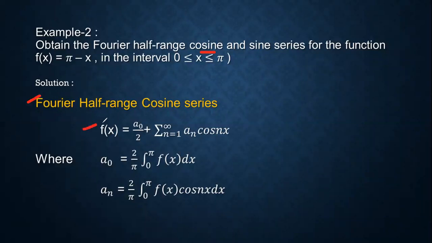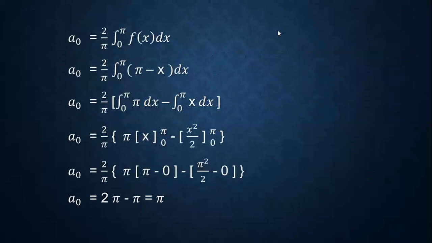For the Fourier half range cosine series, the function can be given as f of x equal to a naught by 2 plus summation n equal to 1 to infinity a n cos nx. So we have to find a naught and a n. What is a naught? A naught is equal to 2 by pi integral 0 to pi f of x dx. A n is equal to 2 by pi integral 0 to pi f of x cos nx dx. First we have to find the a naught value. A naught is equal to 2 by pi integral 0 to pi f of x dx.